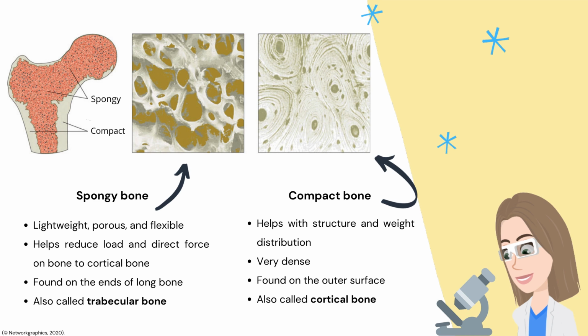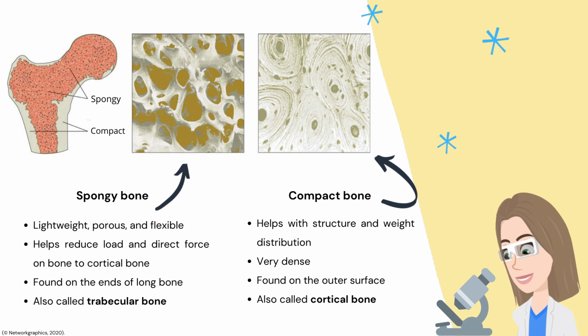At a macroscopic level, bone can be broken down into dense cortical bone, sometimes called compact bone, and trabecular bone, sometimes called cancellous or spongy bone. Spongy bone is a lightweight, porous type of bone that helps reduce load and direct force to cortical bone. It is made up of tiny, rod-like structures called trabeculae and can be found at the ends of long bone. Cortical bone forms around the outer surface of bone and helps with body structure and weight distribution.